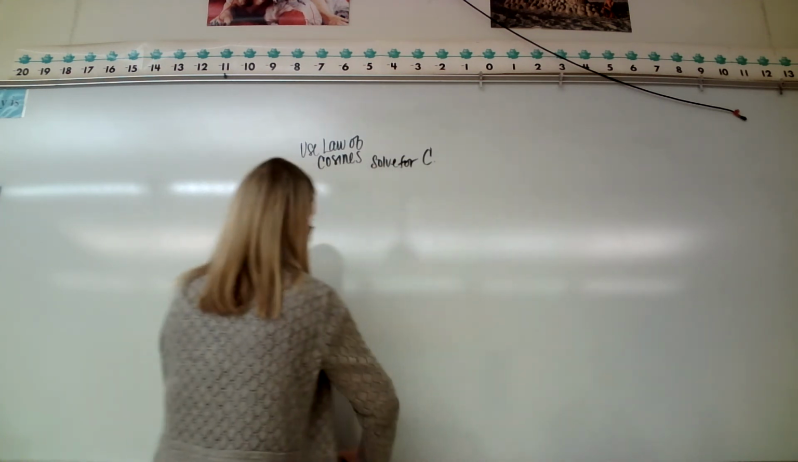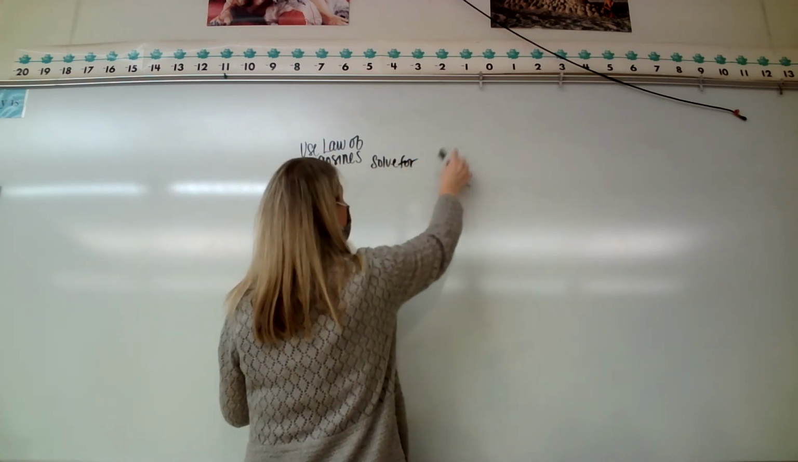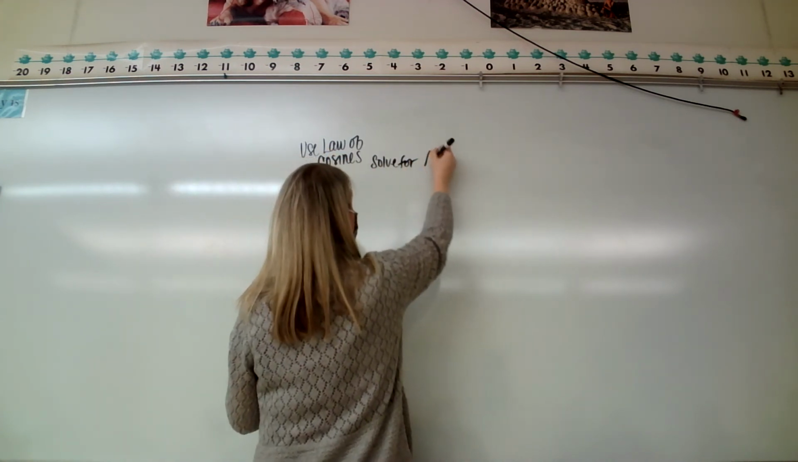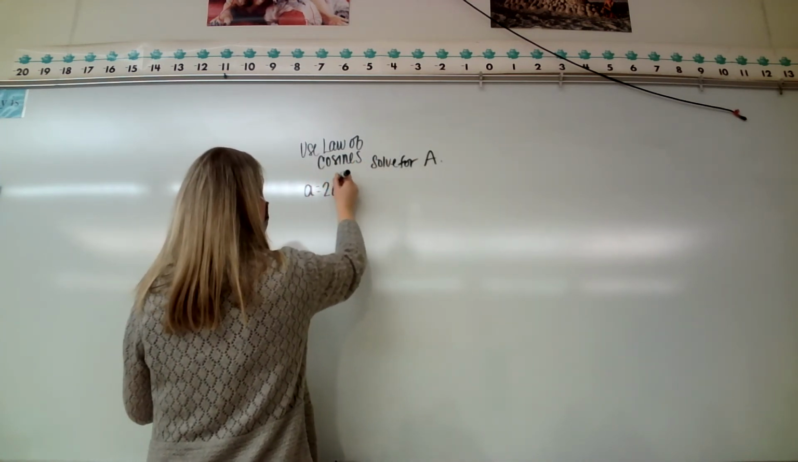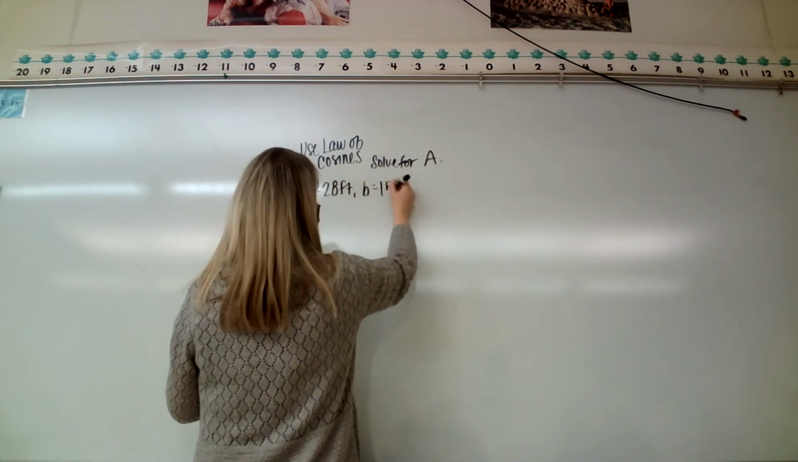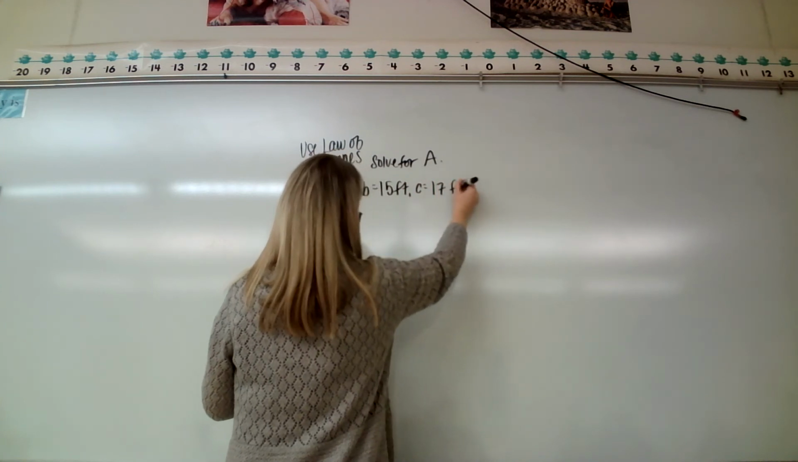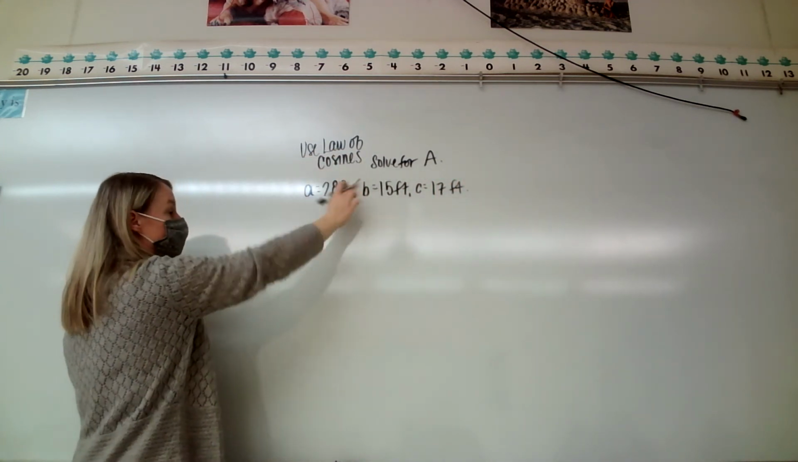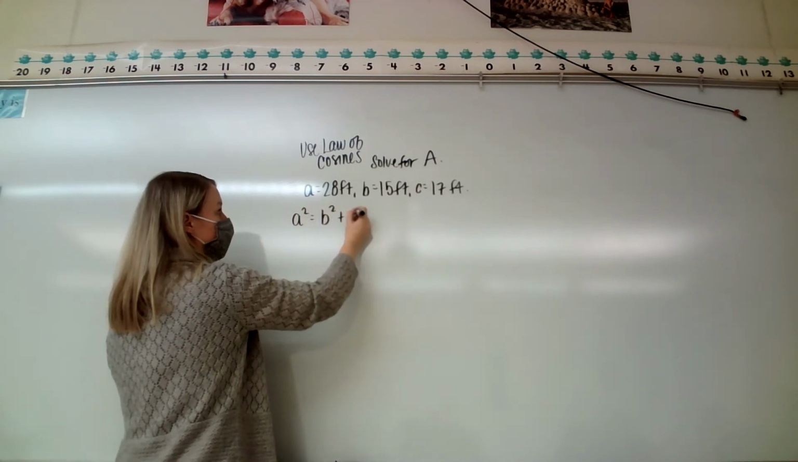All right, last one for the day. We're going to solve for angle A. A is 28 feet. B is 15 feet. C is 17 feet. All right, so since we're solving for angle A, we're going to use the version that has angle A.